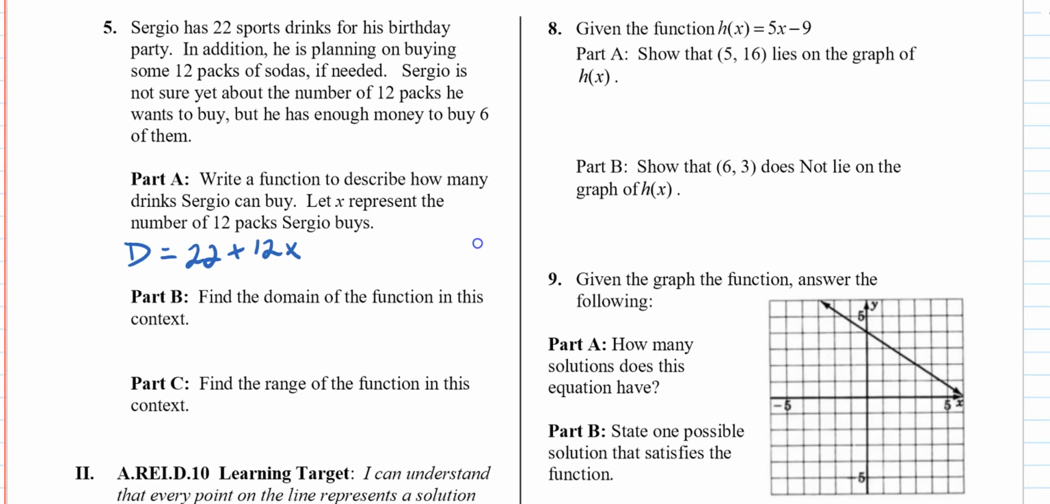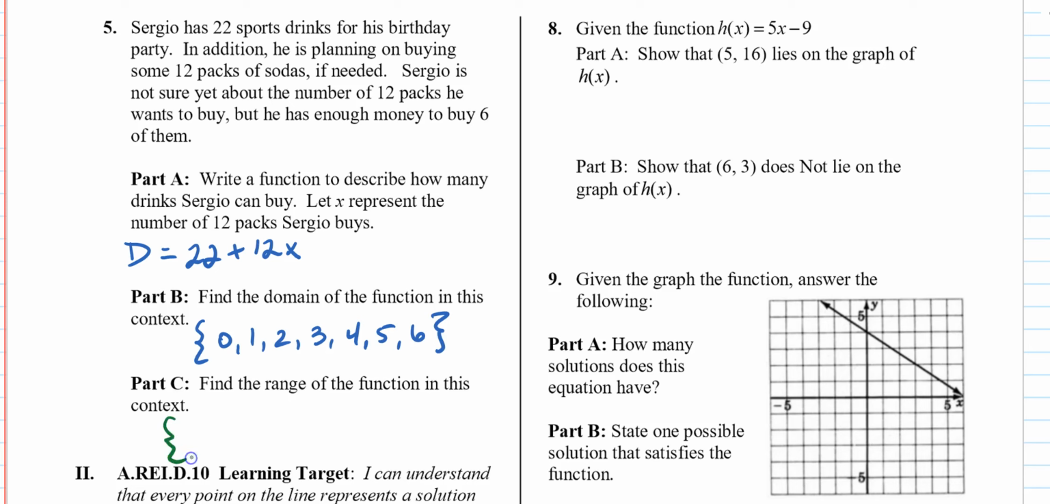And then the domain is going to be discrete, because he can't buy half of a 12 pack. He can buy 0 more, 1 more, 2 more, 3 more, 4 more, 5 more, or 6 more 12 packs. And then part C, find the range of this function. So the range is going to be what happens when he buys each of those 12 packs.